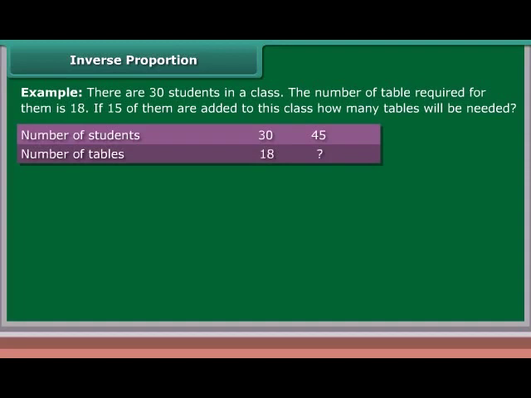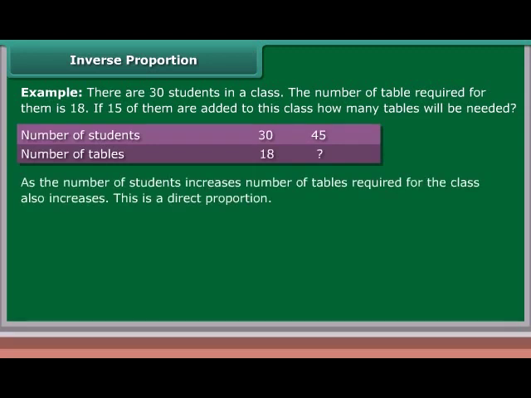Example: there are 30 students in a class. The number of tables required for them is 18. If 15 of them are added to this class, how many tables will be needed? As the number of students increases, the number of tables required for the class also increases. This is a direct proportion.